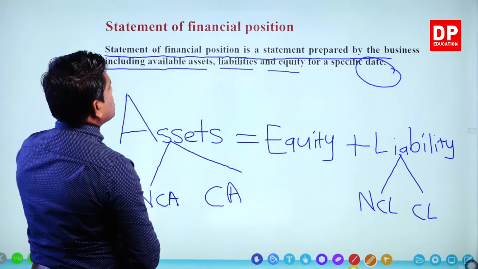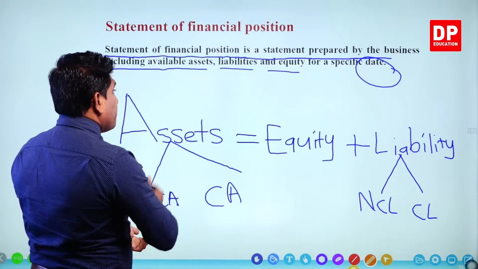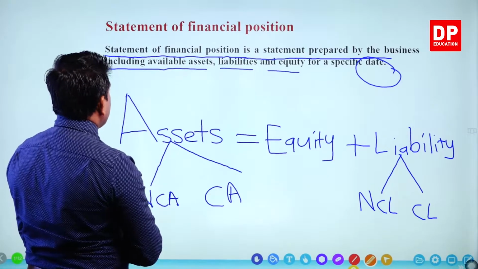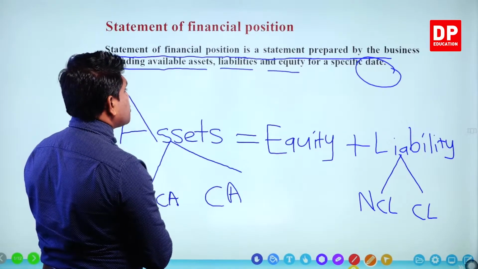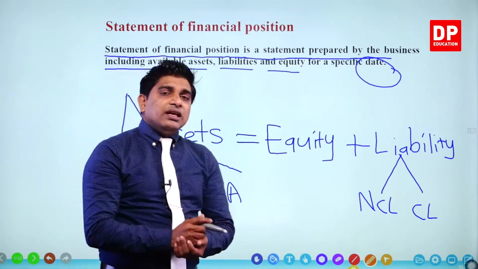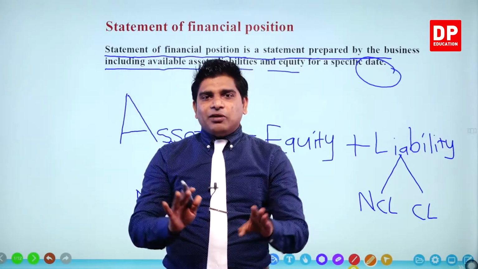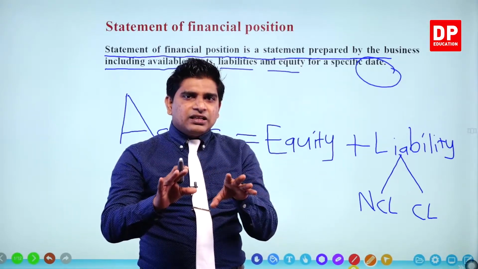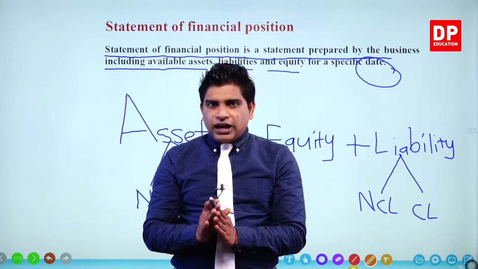Statement of financial position is a statement prepared by the business, including available assets, liabilities, and equity for a specific date. You remember, in this statement of financial position, you never enter income and expenses. Income and expenses were used to prepare the profit and loss statement.